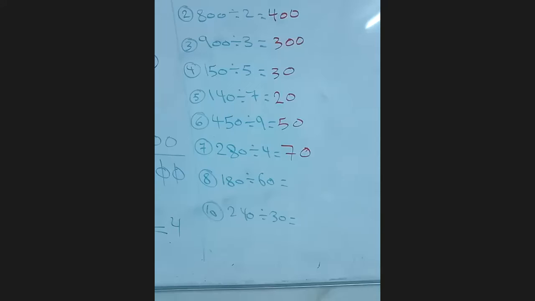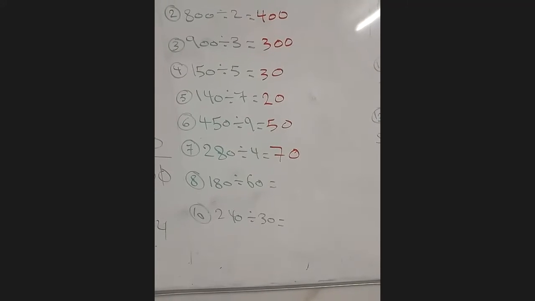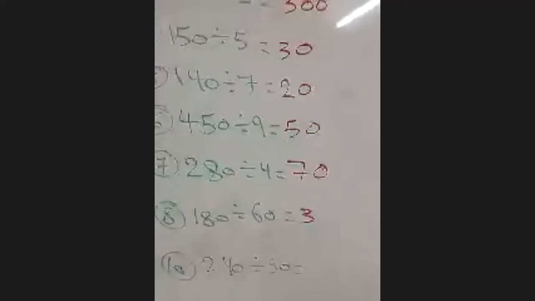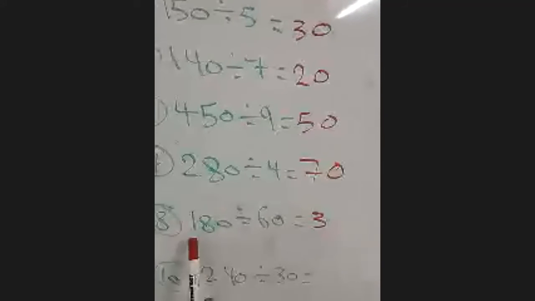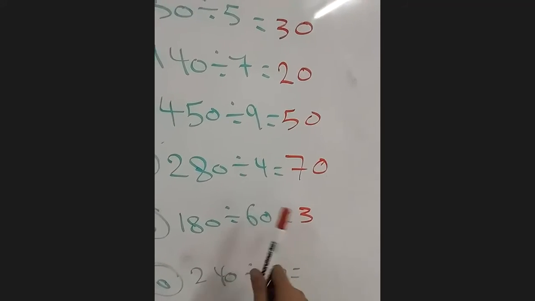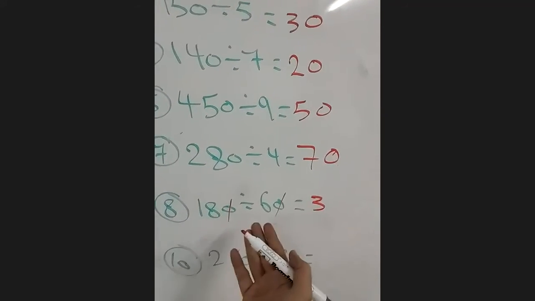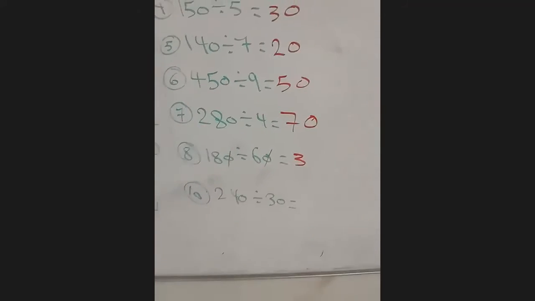Question 8, it will be 3. Three only. Why? Because 1 is less than 6, we take 18, 18 divided by 6 is 3, and we cross the 0. We cross 10 with 10, still no zeros to cross. So 18 divided by 6 is 3. Thank you.